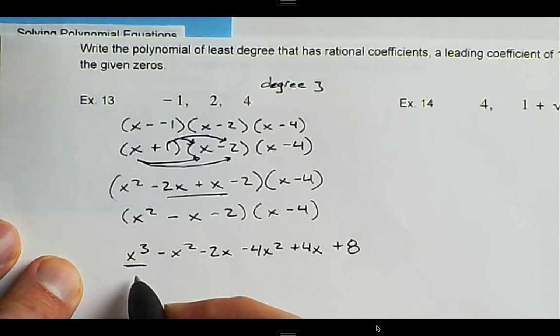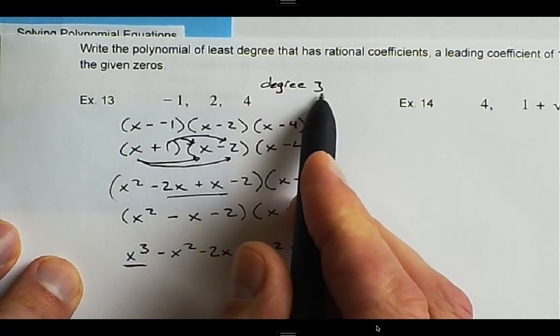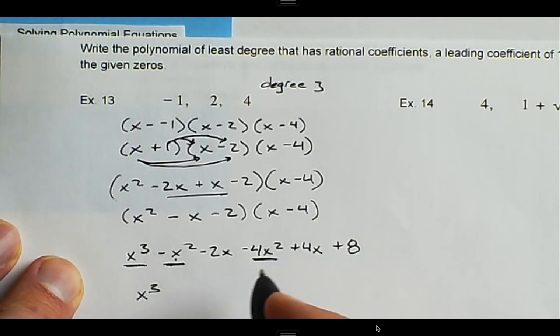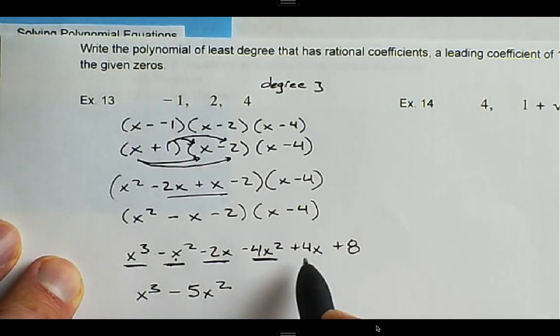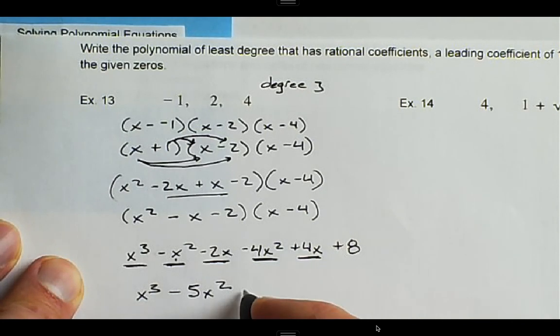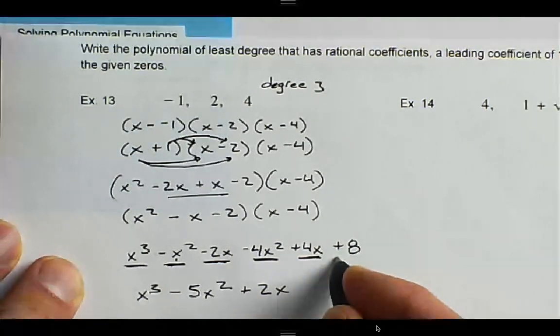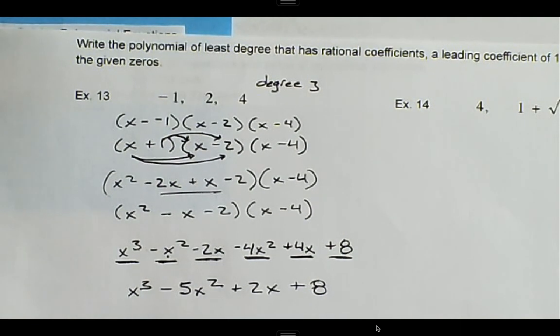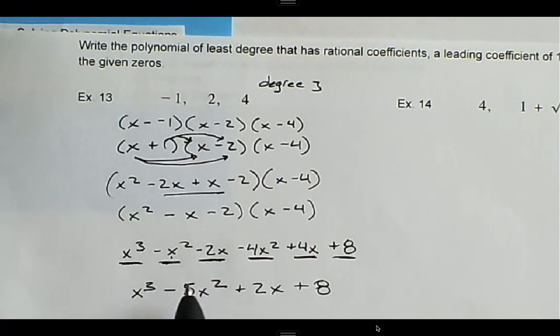So we see our first term we come to is x cubed, that's what we were looking for with a lead coefficient of 1. And we don't have any other cube terms, so we just write down our x cubed. Next term we come to is x squared. So we have a negative x squared and a negative 4x squared. We add those together and we get negative 5x squared. Our linear term is next, negative 2x and positive 4x becomes positive 2x. And then we just write down our constant term because that's the only one that we have. And this is the polynomial, highest degree 3 with a leading coefficient of 1.